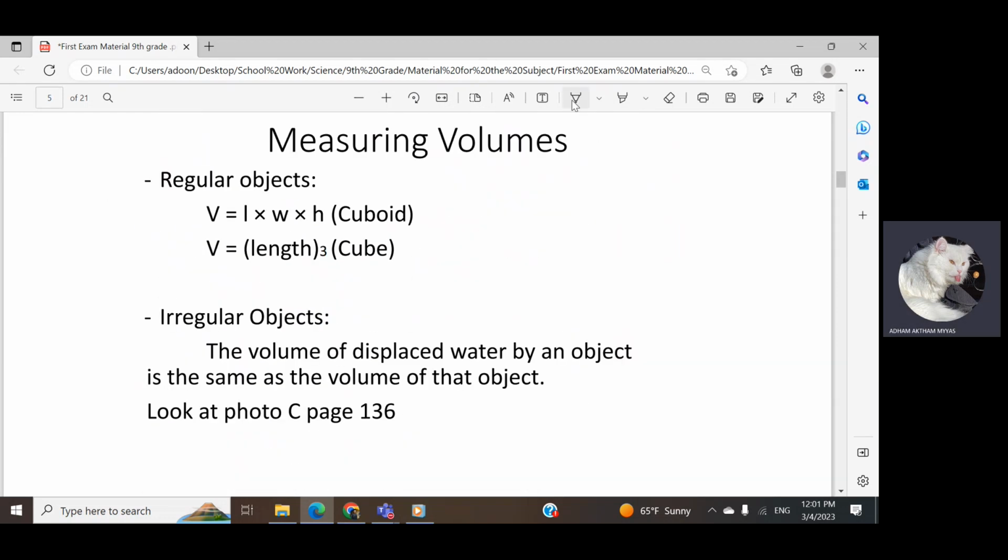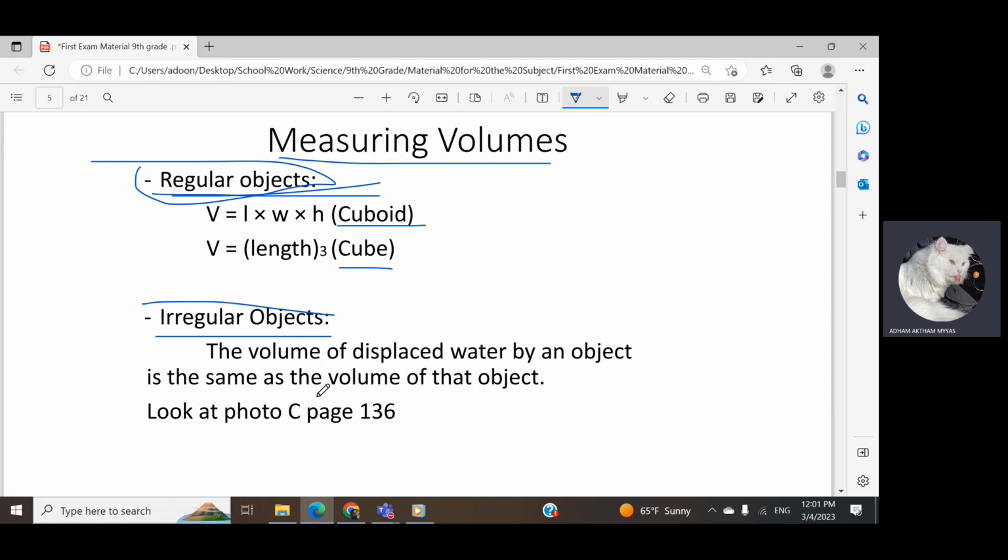So if we want to measure the volume of the material or the object, we should know that we have two types of objects. The first type is regular, and we have the cuboid and cube, which we have to focus on in this lesson. And the second type is irregular shapes or objects.